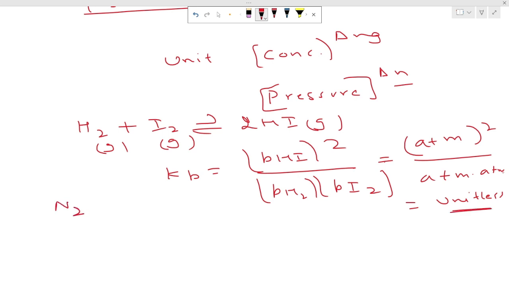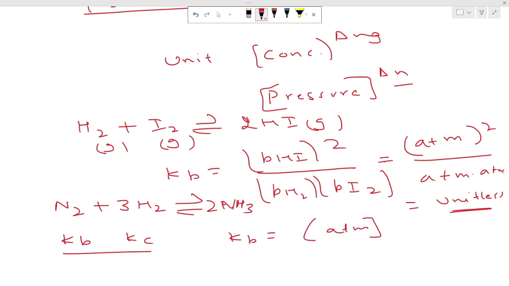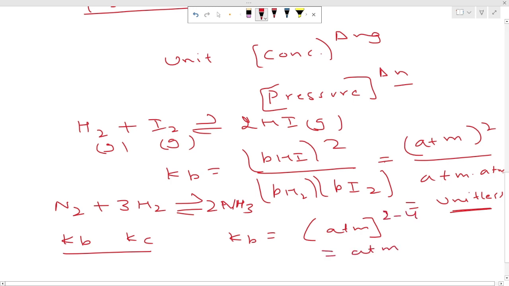Now take another reaction, say the Haber process, N2 plus 3H2 gives you 2NH3. Somebody asks you to write the unit of Kp and the unit of Kc. How will you write it? Kp is the unit of pressure, that is atmosphere, to the power delta n, and delta n here is 2 minus 4. So atmosphere power minus 2 will be the unit. And the unit of Kc, say all are in molar, so mole per liter to the power 2 minus 4, that is molar power minus 2. This will be the unit of Kc. So this way we can calculate the units of Kp and Kc.